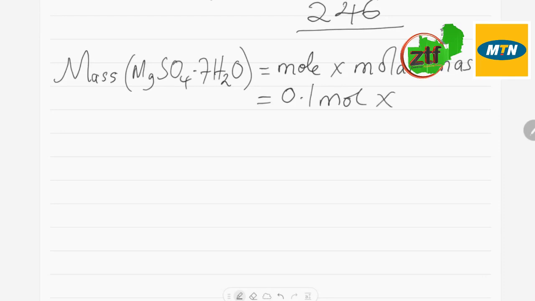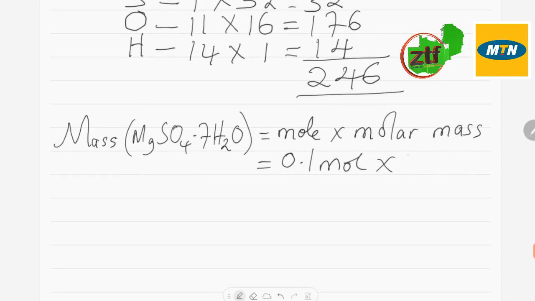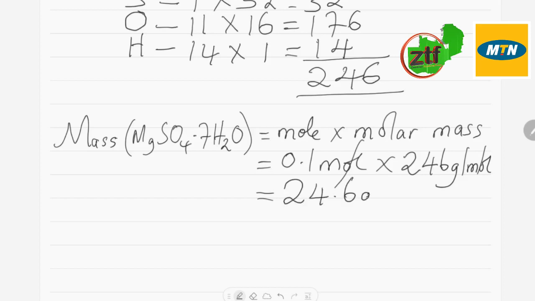times the molar mass. Remember, molar mass has units which are grams per mole. 246 grams per mole. The mole and the mole will divide, giving us the mass of the salt as 246 times 0.1. The result is 24.6 grams. So this is the mass of magnesium sulfate crystals.